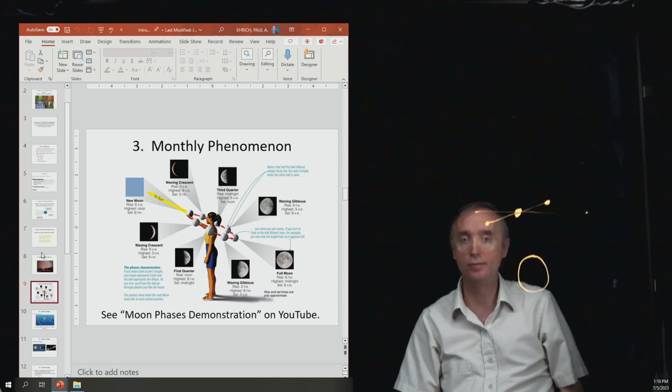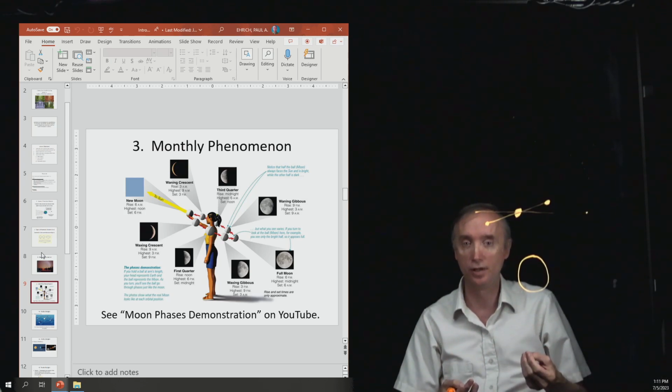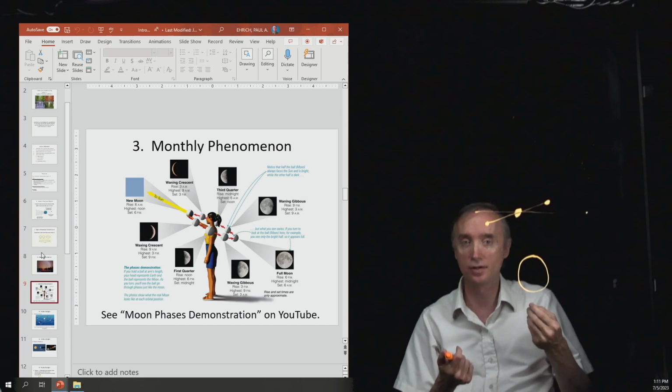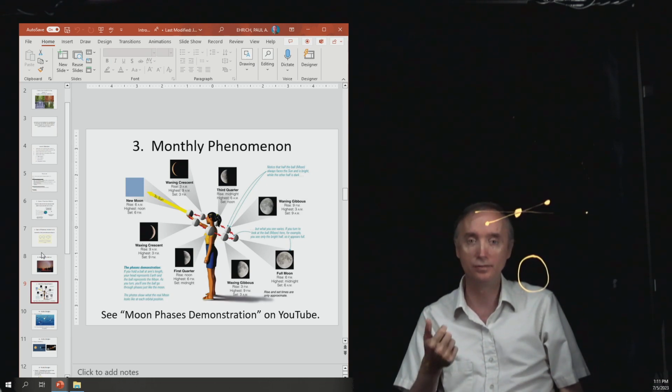So you need to be able to explain to me why the moon sometimes appears to be black, sometimes it appears to be fully lit up, and sometimes it's half and half. Those are the words I want you to know for the exam. I'm not going to ask you about waxing, waning, gibbous, so all of those technical words. I'm not going to ask you about that.